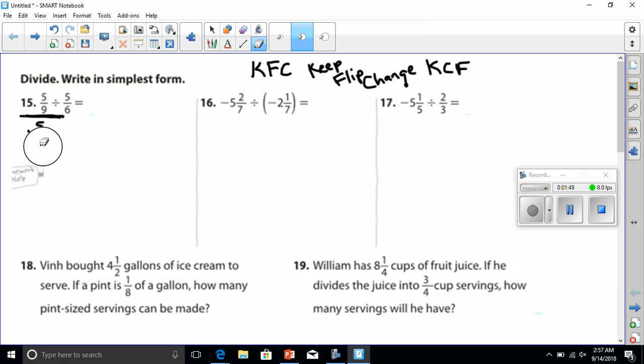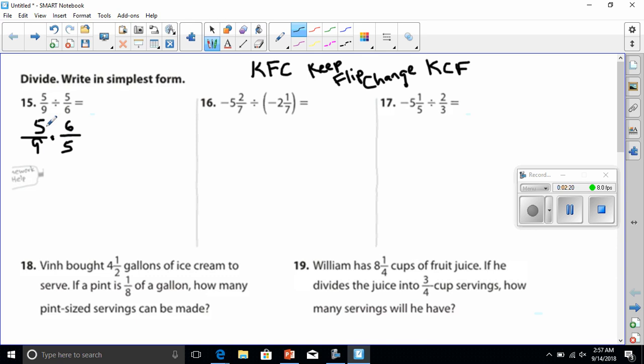I'll erase this here just so we can apply it in the form that it's in. I'm going to keep the first number the same, 5 over 9. I'm going to flip the second number, turn it into 6 over 5. And then I'm going to change division to multiplication. And now I've used my KFC. Multiplication is so much easier because all I do now is multiply across.